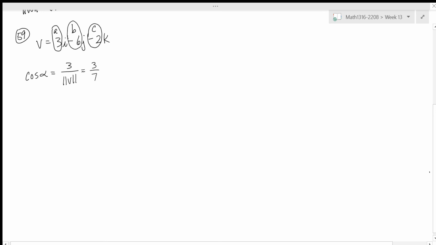Got that? Now, I didn't show the work for this because we already did the work previously. So if you want to get that work, you can go back to the previous page of notes and look it up. And at this point, we can now solve for alpha by taking the inverse cosine. So alpha is going to be the inverse cosine of 3/7.